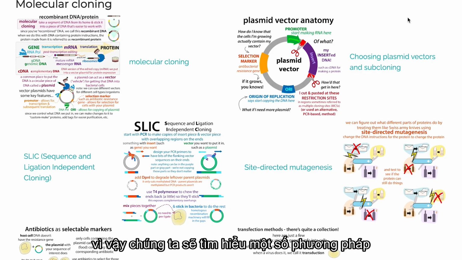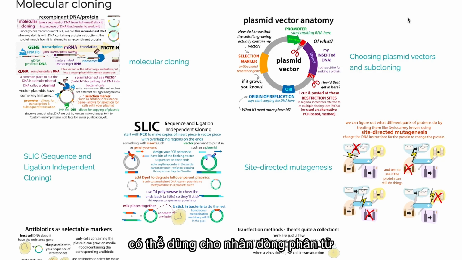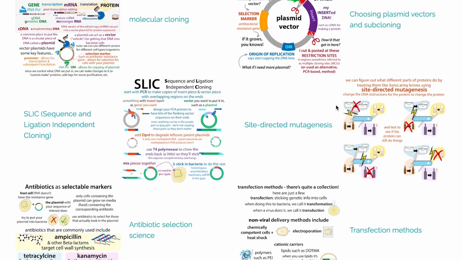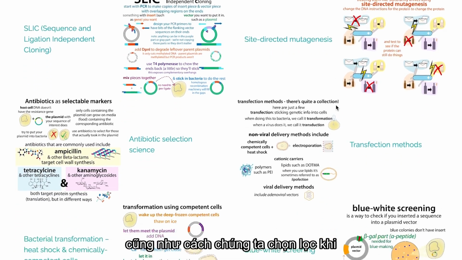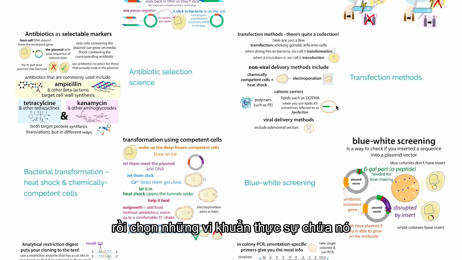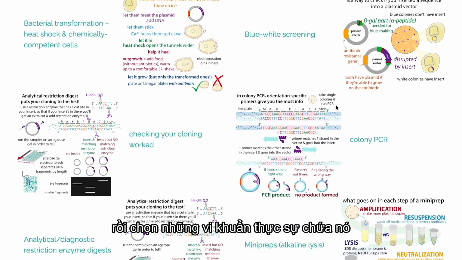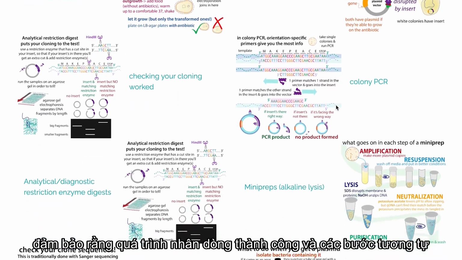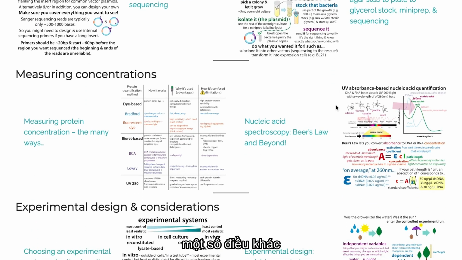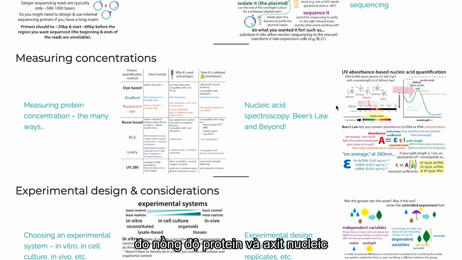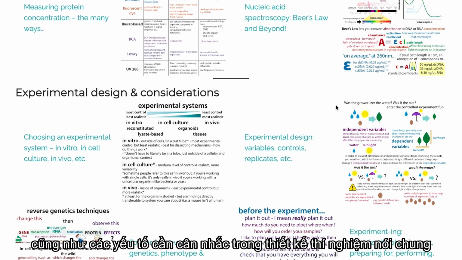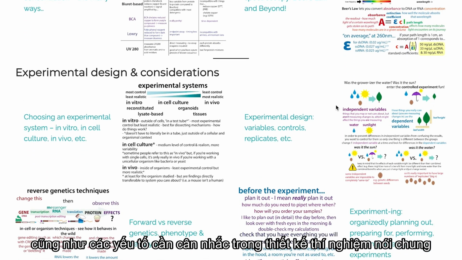So we'll go into some of the methods that you can use for molecular cloning, such as SLIC or just traditional restriction digest, as well as then how we select for it, we stick that into bacteria and then choose the bacteria that actually have it, make sure that our cloning actually worked, and things like this. Some other things, measuring concentrations of proteins and nucleic acids, as well as just general experimental design considerations.